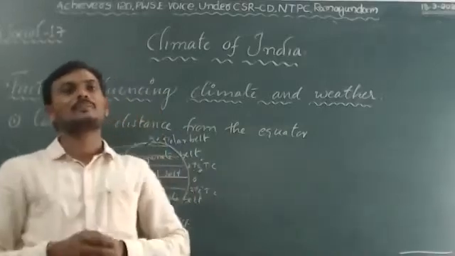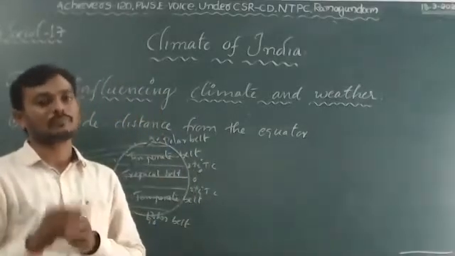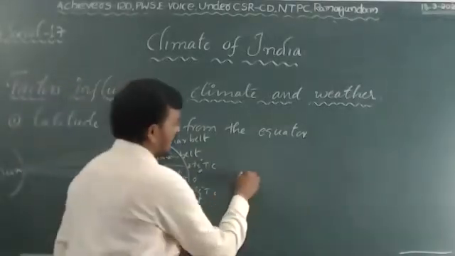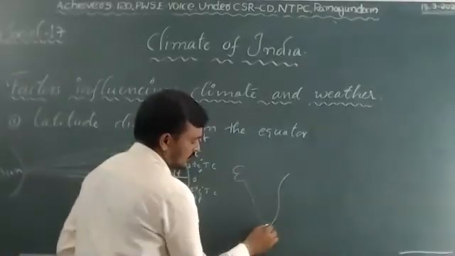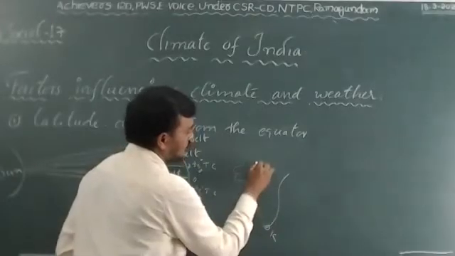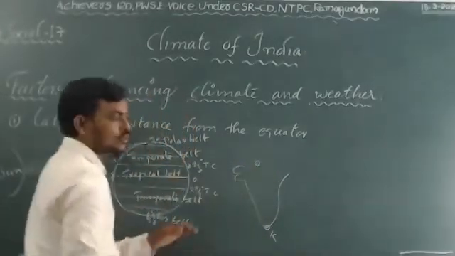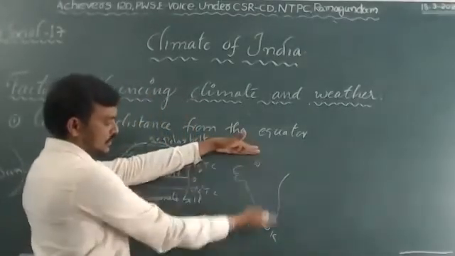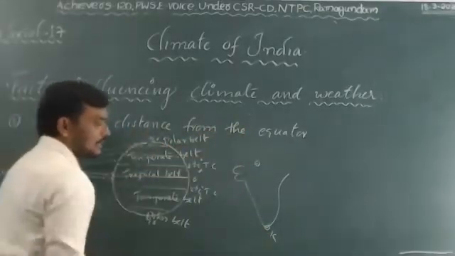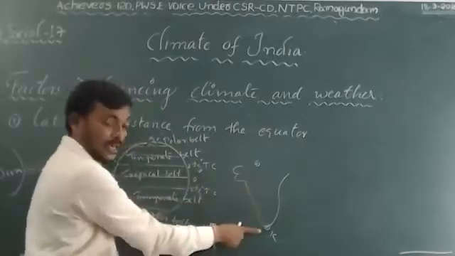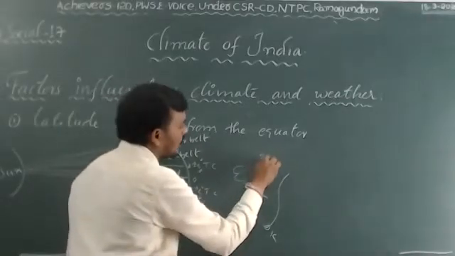And one more best example, Kanyakumari with Bhopal. See the map. You know, Kanyakumari is the southmost tip of India, right? This is Kanyakumari. Next to this, here it is Bhopal. Bhopal is the capital of Madhya Pradesh. According to latitude, distance from the equator, which is hotter, Kanyakumari or Bhopal?